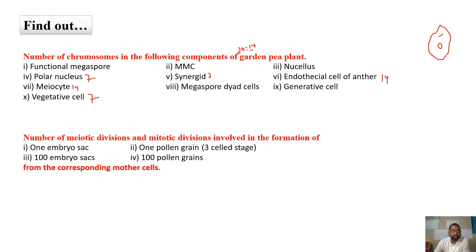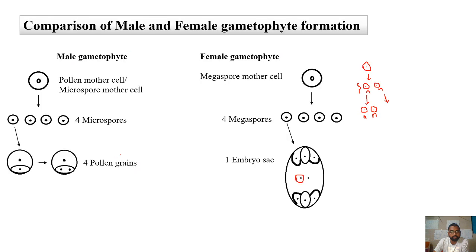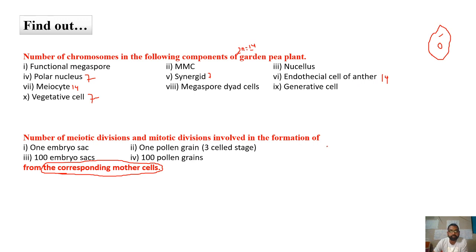The number of meiotic divisions and mitotic divisions involved in the formation of the different components from the corresponding mother cells. So from whatever the corresponding mother cell is, the number is asked. The first one is the number of embryo sacs. One megaspore mother cell will produce only one embryo sac. So for the formation of one embryo sac, one reduction division is required.